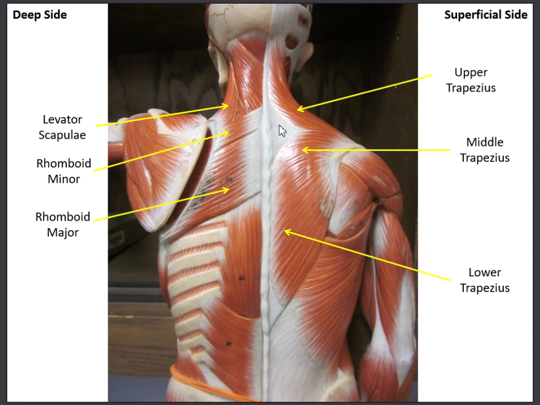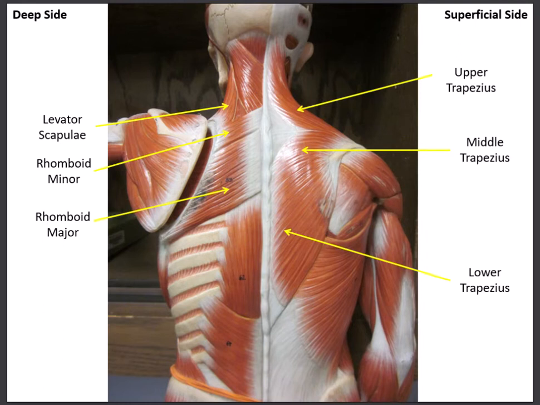So far we have the trapezius, retraction of the scapula, levator scapulae, elevation of the scapula, and then the rhomboid minor and the rhomboid major, right? Minor just means that it's small, and the major just means that it's bigger. It looks like one muscle, but it's actually two muscles.